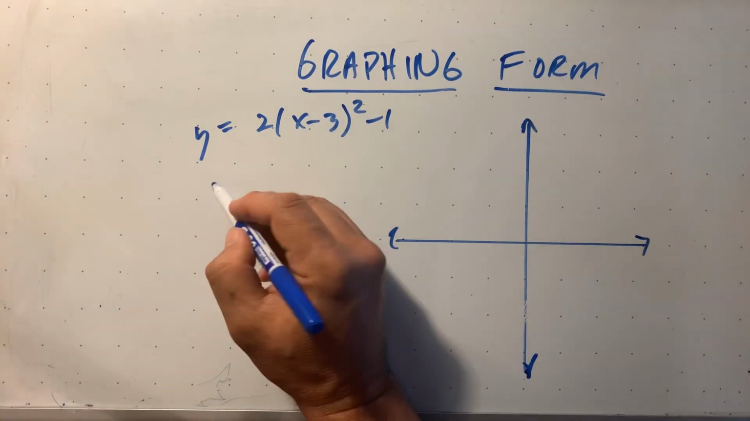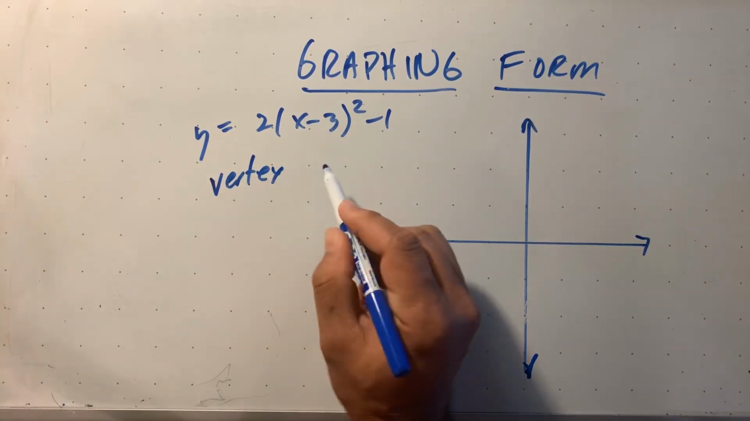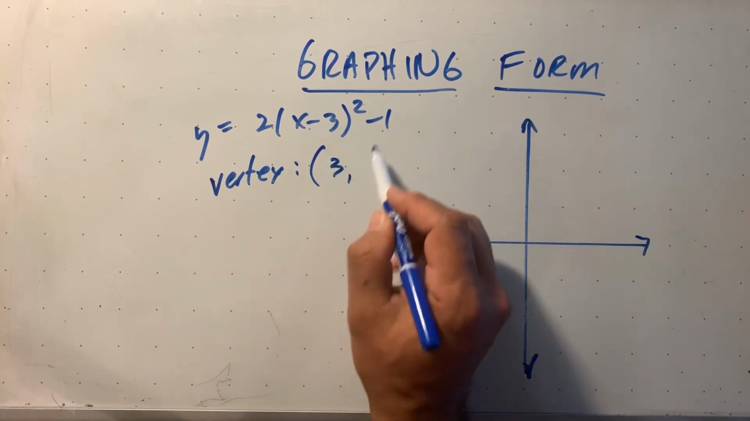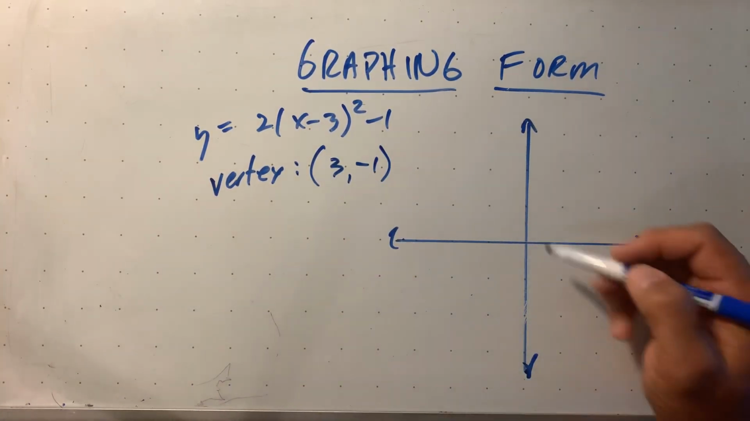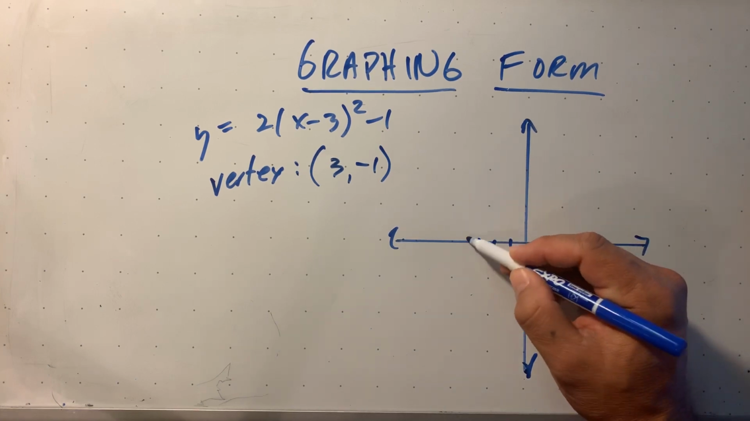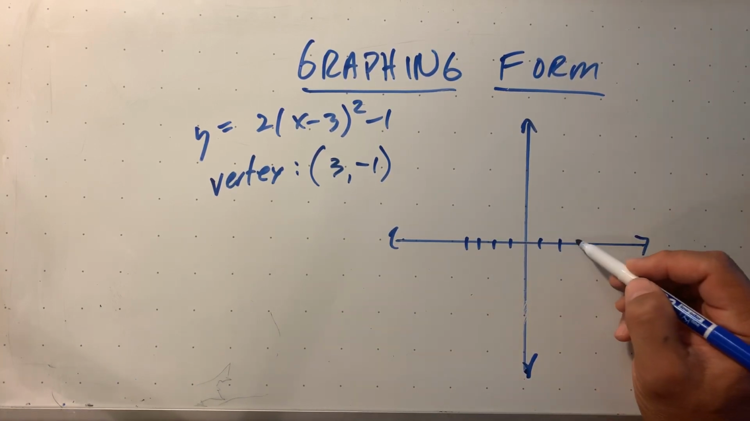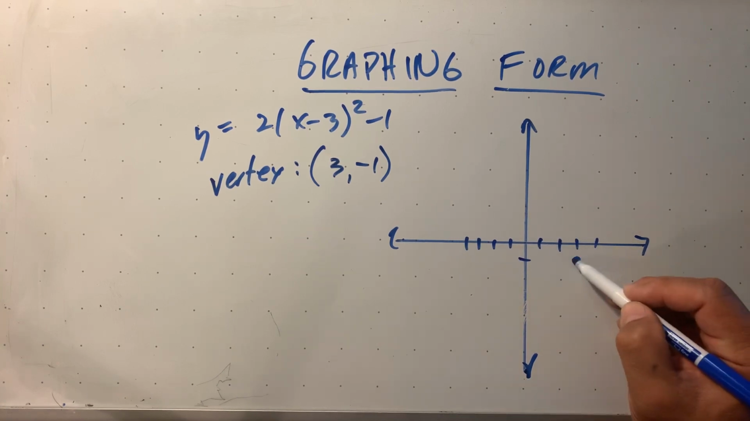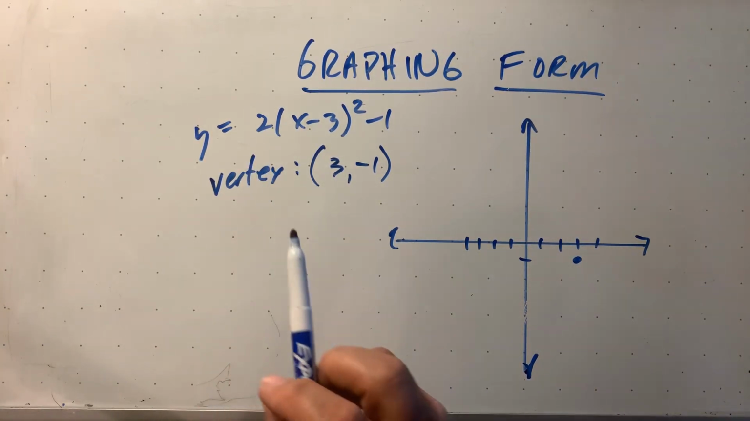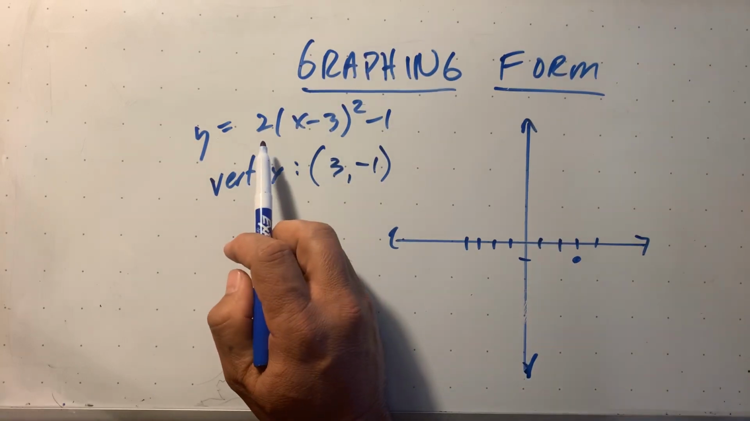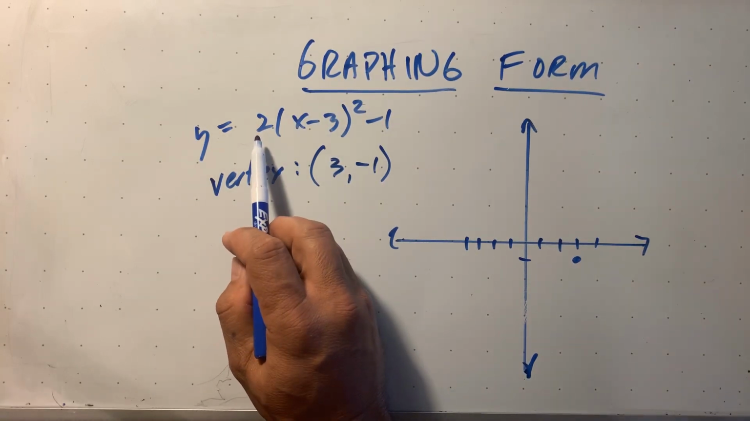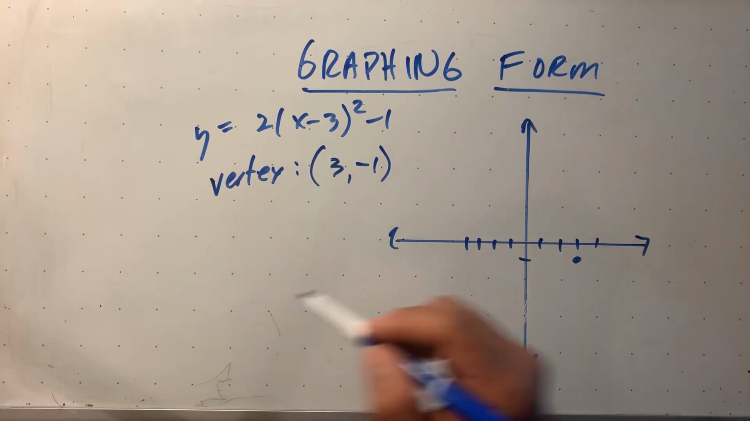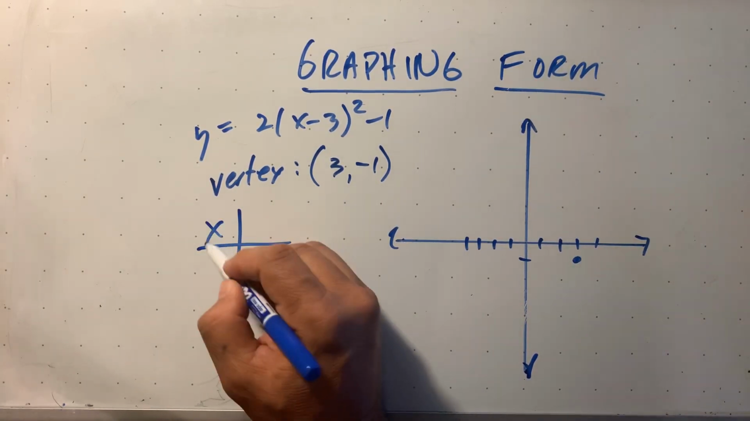All right, my vertex is going to be the (h, k) value. So the h value is 3. The k value is -1. So +3, 1, 2, 3, and then down 1. That's my locator point. I know this one's going to open up because it's positive, and the stretch factor is 2, so let's go ahead and start a table.